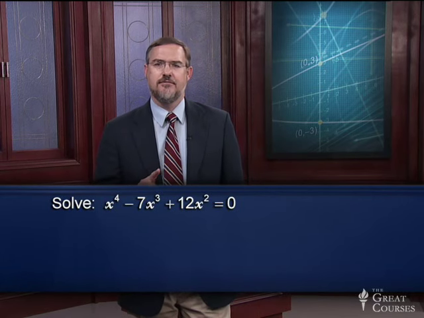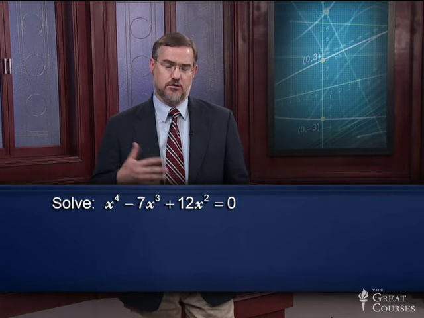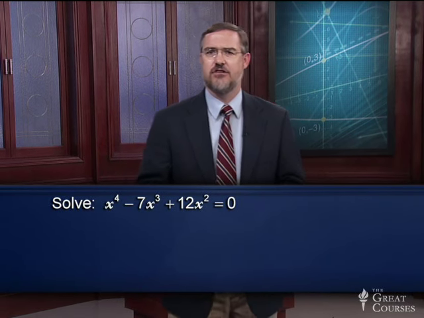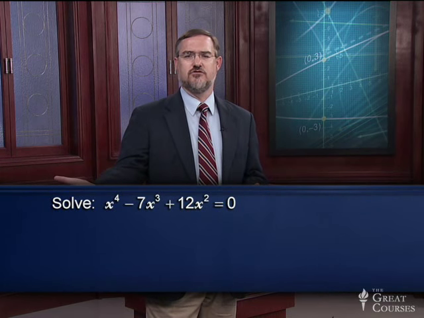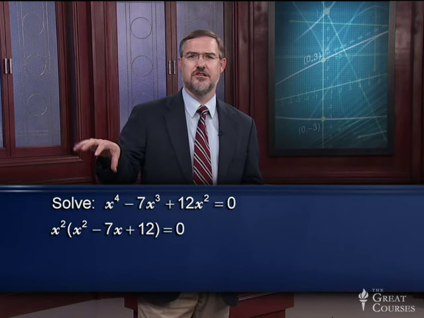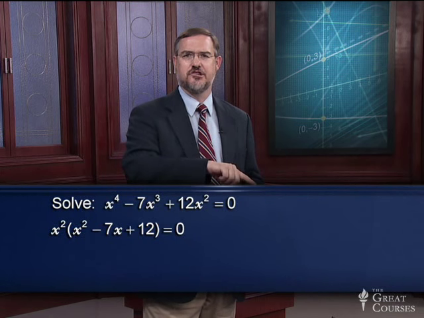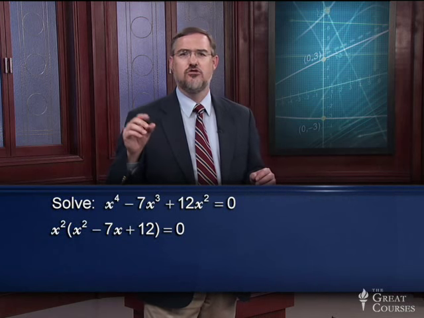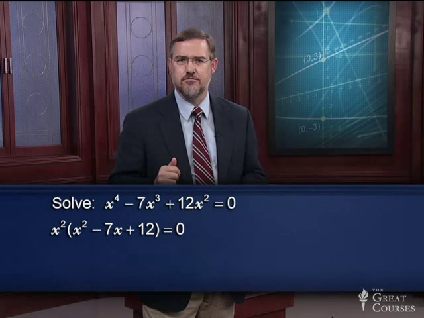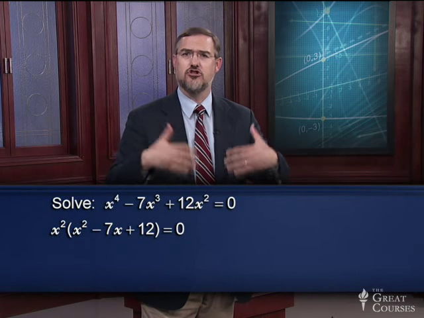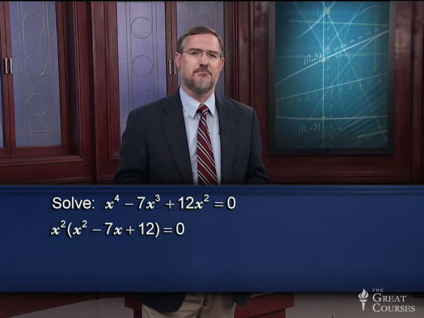And when you do that, you can rewrite the original equation as the following. It started out as x to the fourth minus 7x cubed plus 12x squared equals 0. Factoring out that x squared gives you x squared times (x squared minus 7x plus 12) equals 0. Now, if you don't believe me, you could check that by multiplying that x squared back into all those terms and then simplifying to make sure you get back to the original equation. But now we're sort of undoing that, doing it backwards.